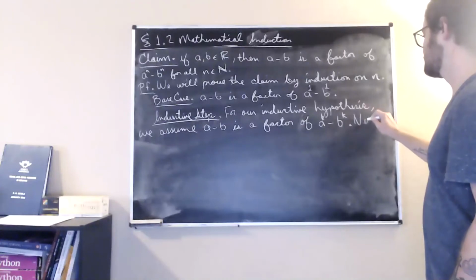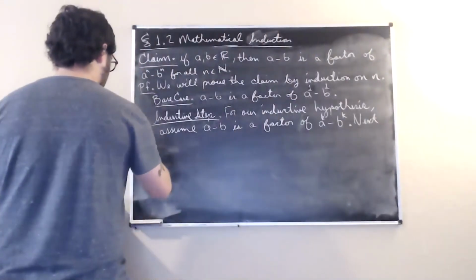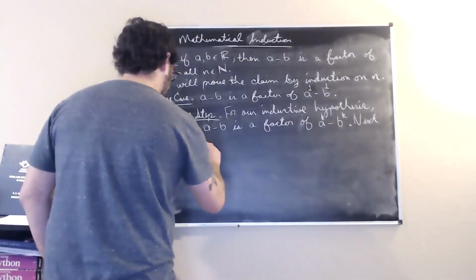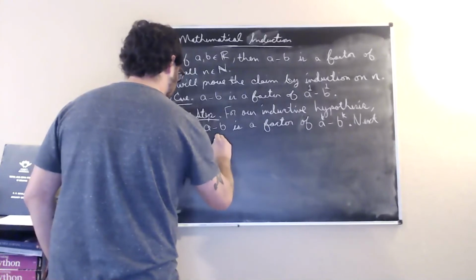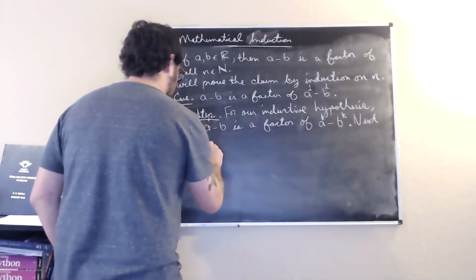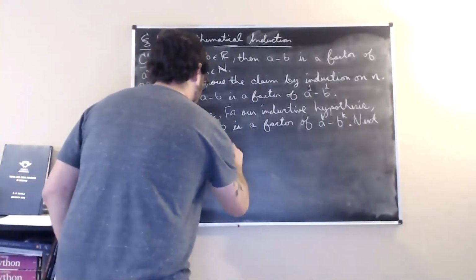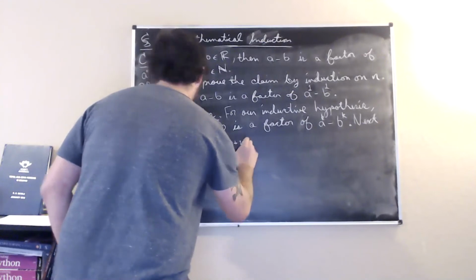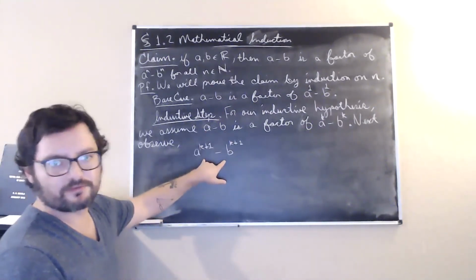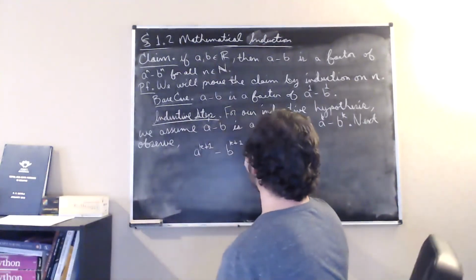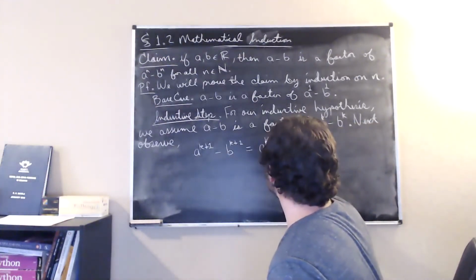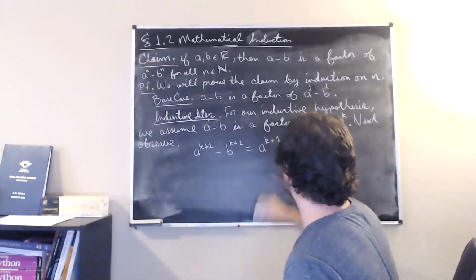Next, observe A to the power K plus 1 minus B to the power K plus 1. Our goal now is to show that A minus B is a factor of this. Keep that in mind. There's a little trick that we're going to do. We're going to add 0, but a fancy version of 0.